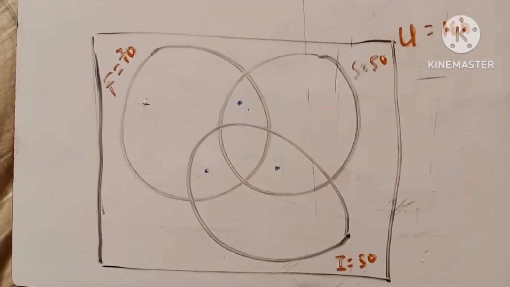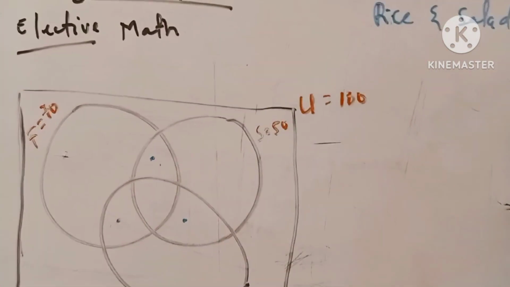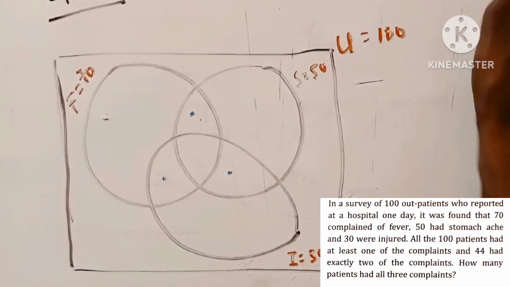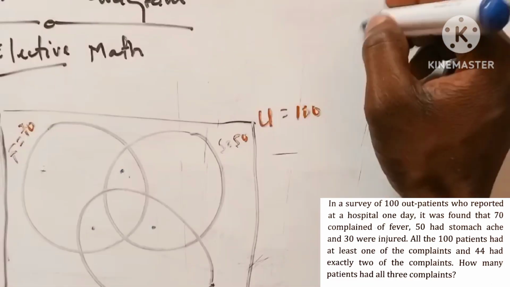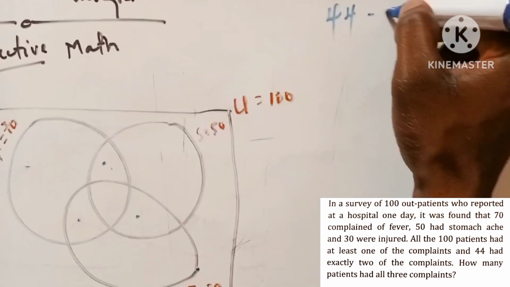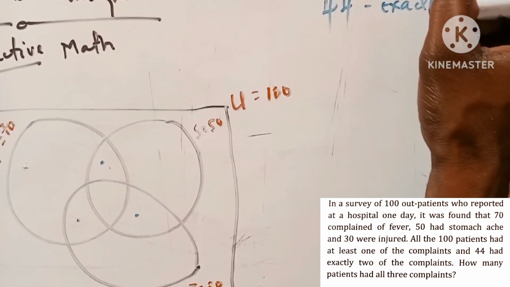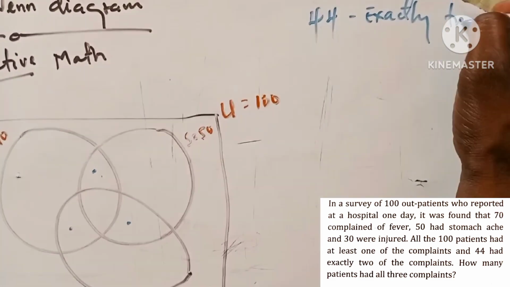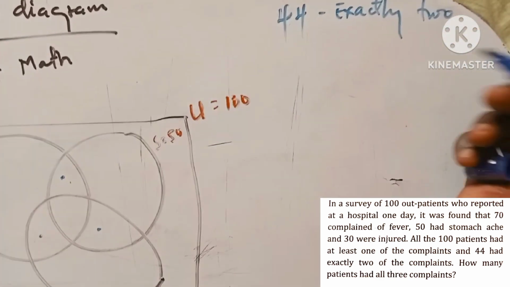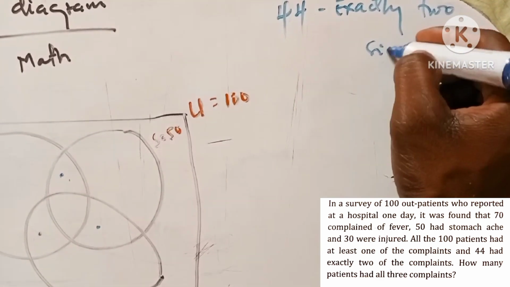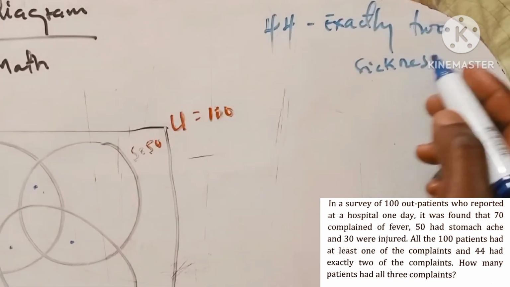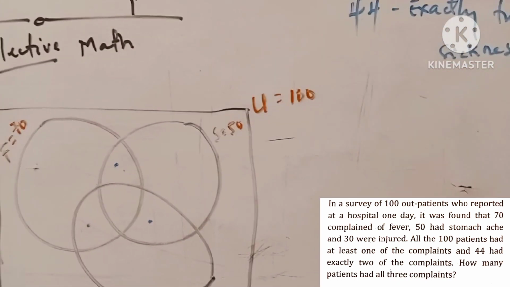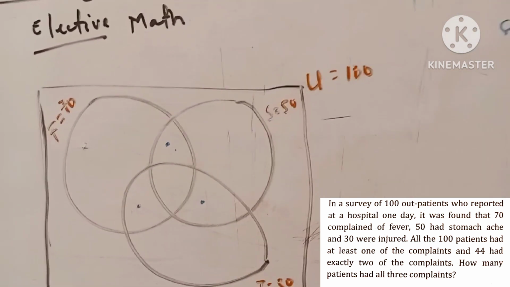Now, we are not given any number. We are just given the total. So the number of people who suffer from only two items is 44. Maybe two diseases, they are 44, right? 44, that is equal to exactly two, let's say, two sicknesses, right? So 44, that is good for two sicknesses only, exactly two, right?